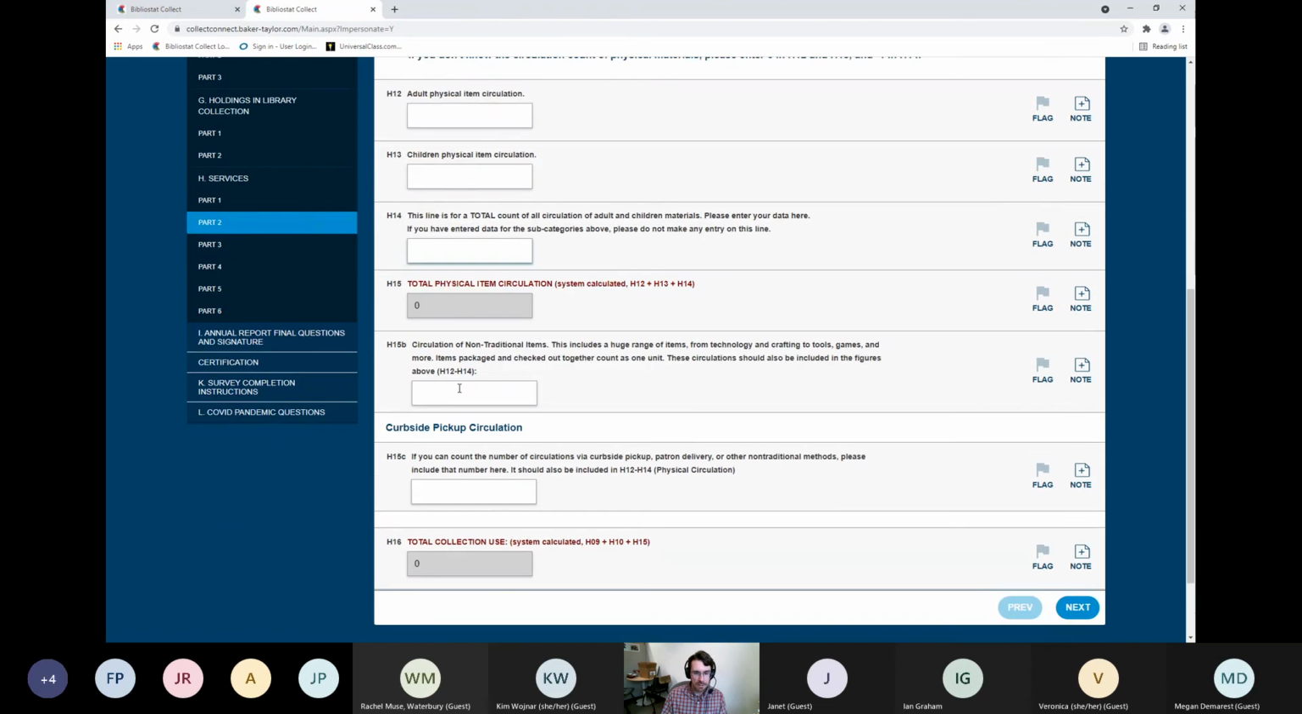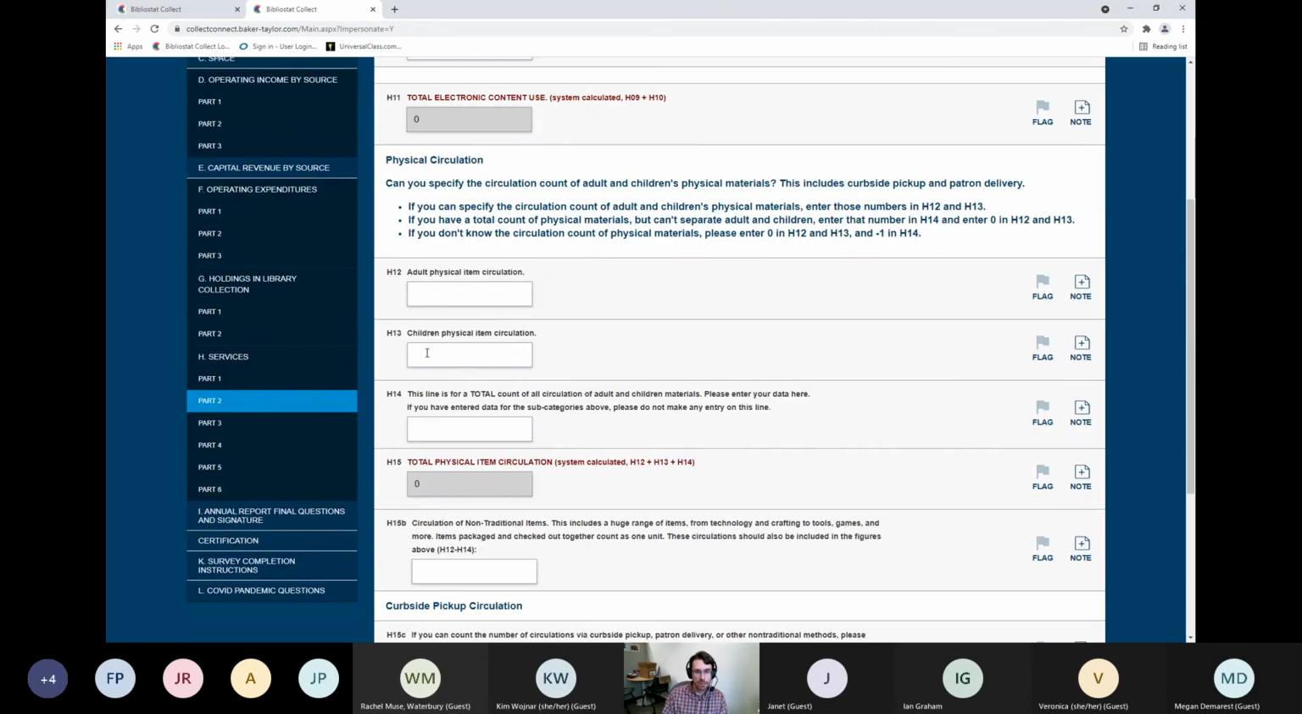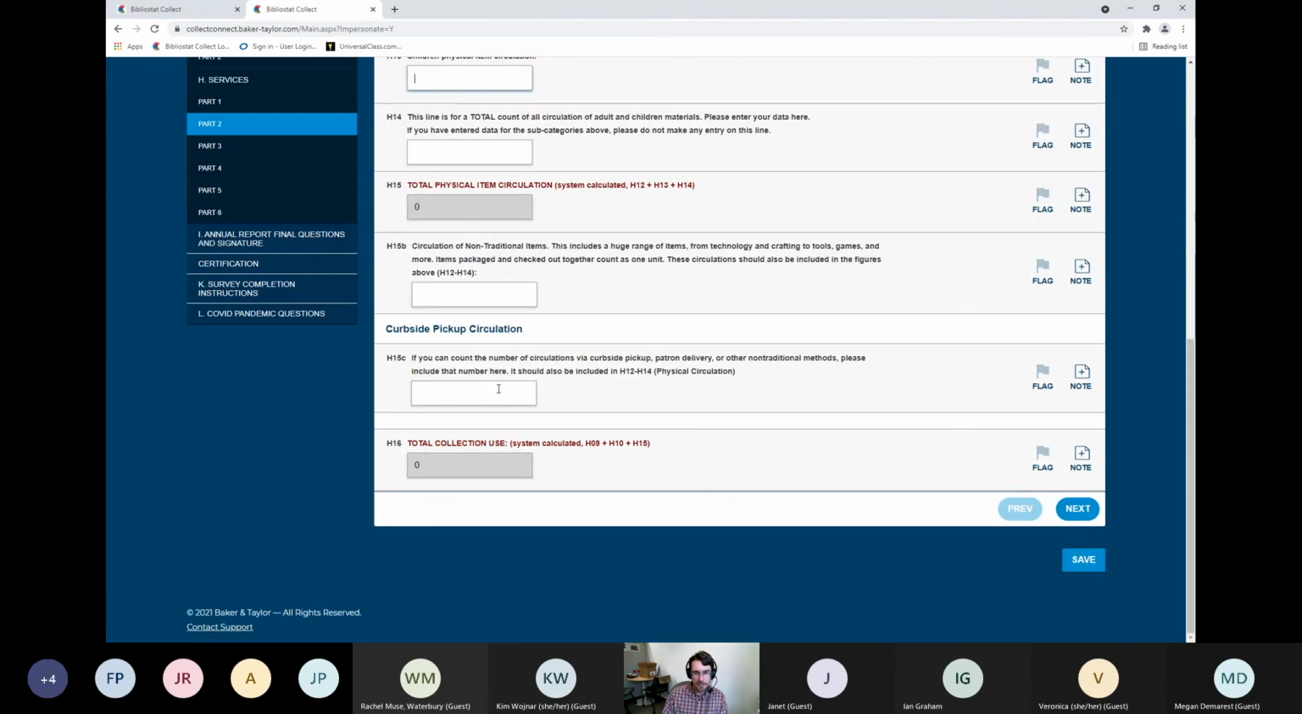Next, circulation of curbside. This is the number of circulations for curbside, if you can get a hold of it. This includes curbside, patron delivery, or any other non-traditional technique that you were probably doing since COVID started. That's what we're looking for. Again, this number should also appear up here under your normal circulation numbers, because you're probably getting those from the ILS. So again, it's not double counting if you have it in both places.